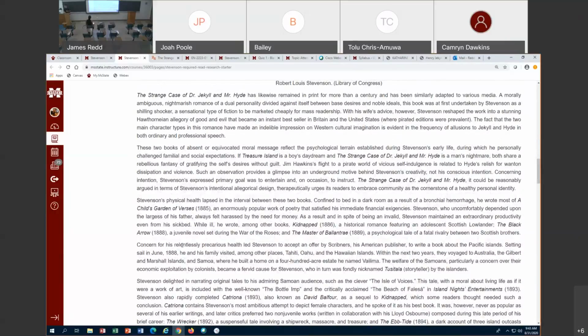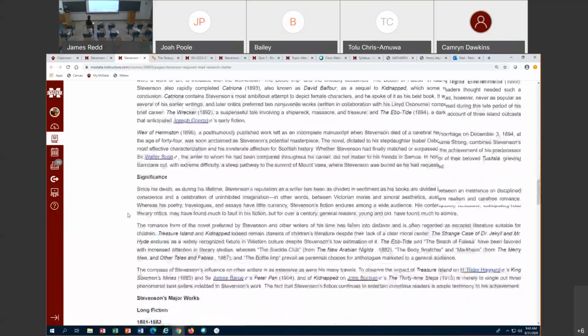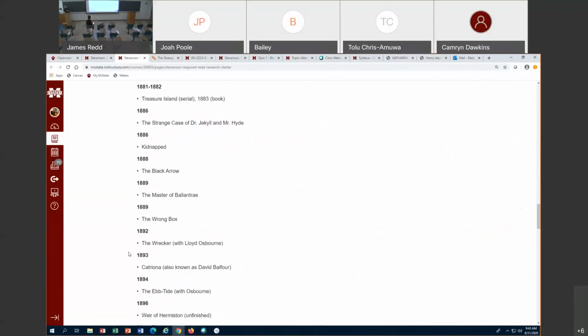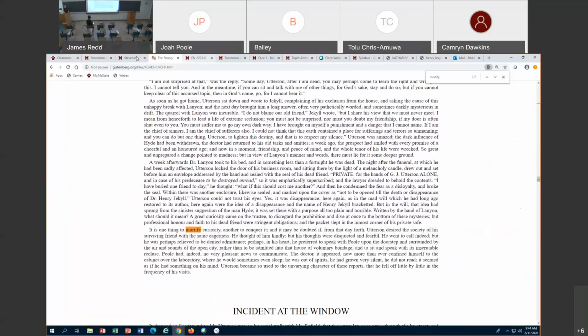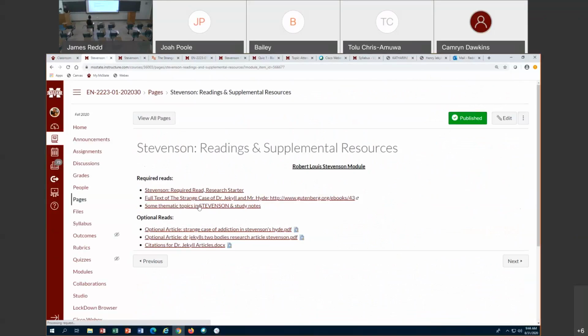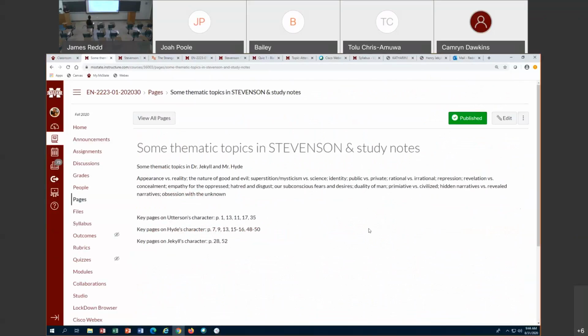Okay, I think I've said enough about Stevenson and his life thus far. Now, let's start talking about introducing you to the work itself. I have another document that gives you some key pages from the work to keep in mind. This is called Some Thematic Topics in Stevenson's and some study notes. So these are some key pages from the work right here where you can find some stuff about Utterson's character, Hyde's character, Jekyll's character right there.